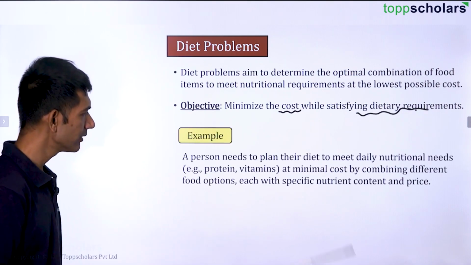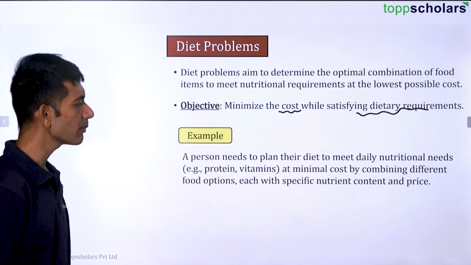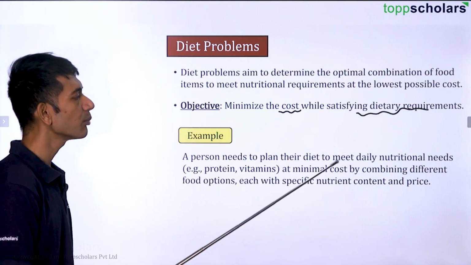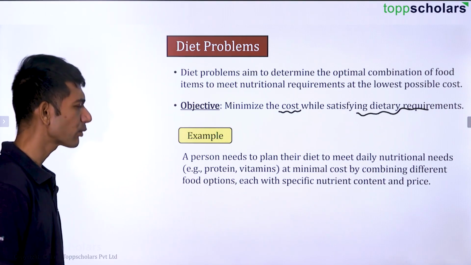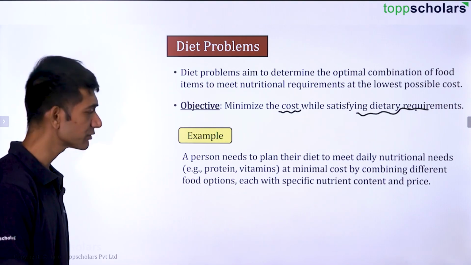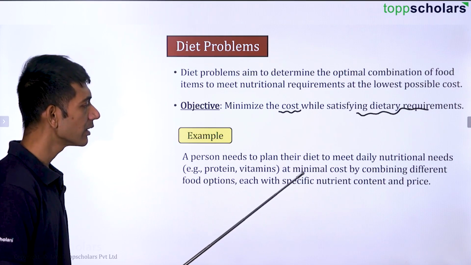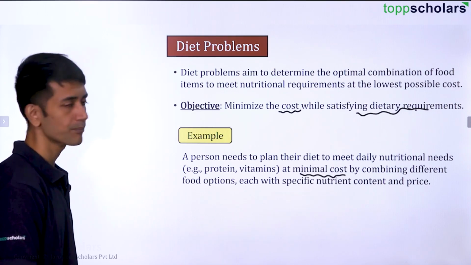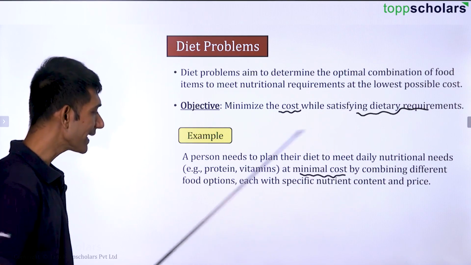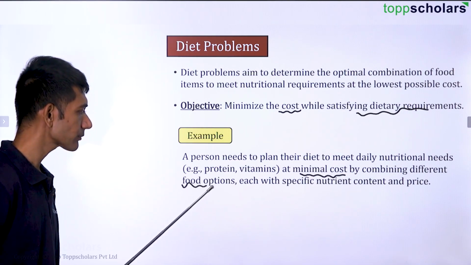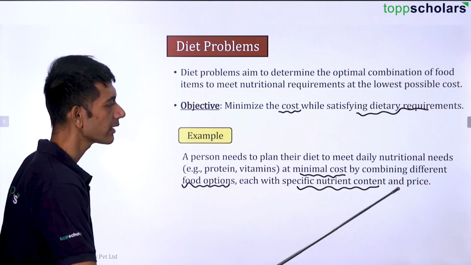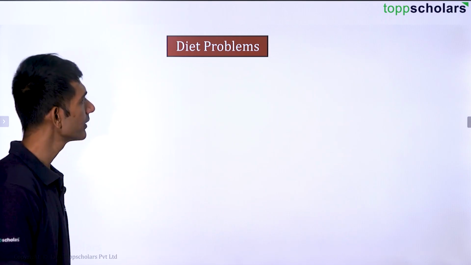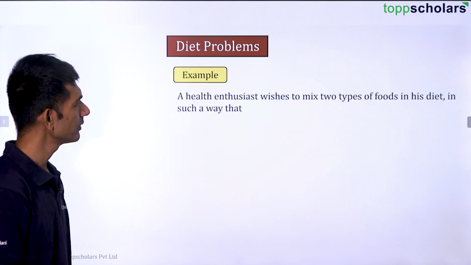Let us see an example. A person needs to plan their diet to meet daily nutritional needs like protein, vitamins, carbohydrates, minerals at minimal cost. How? By combining different food options, each with specific nutrient content and price, right? Let us see an example.